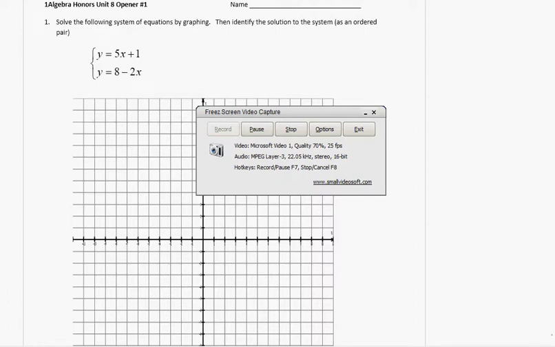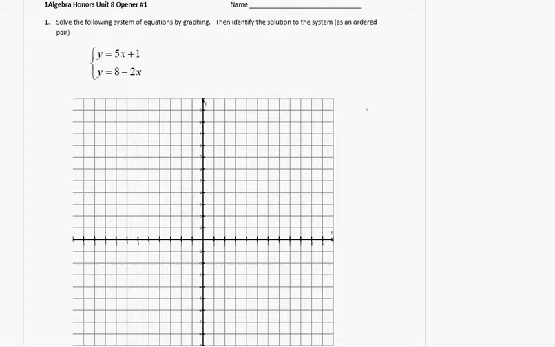Hello and welcome to Unit 8 Opener number 1. We're going to be solving a system of equations by graphing.